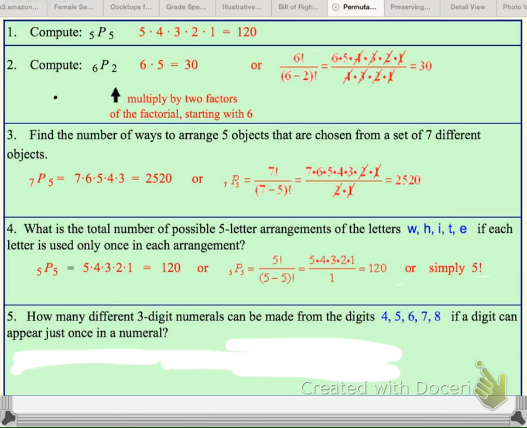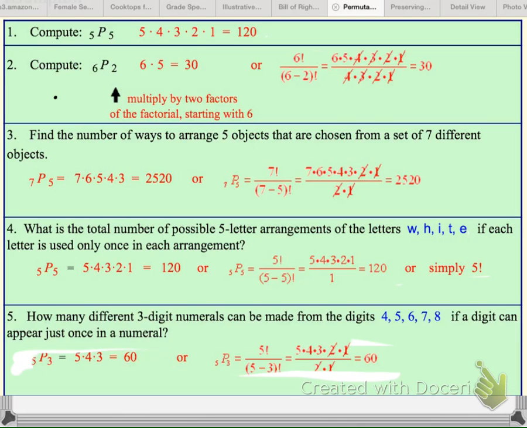Number 5. How many different 3-digit numbers can be made from the digits 4, 5, 6, 7, 8 if a digit can appear just once in a numeral? Lauren, go ahead and pause.